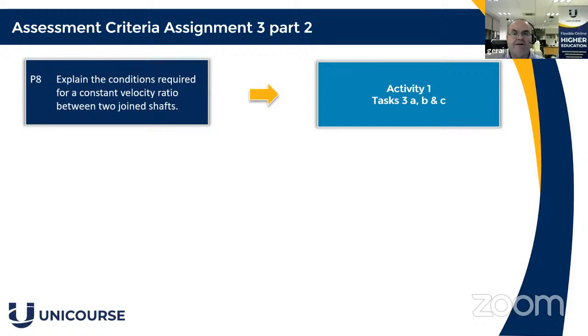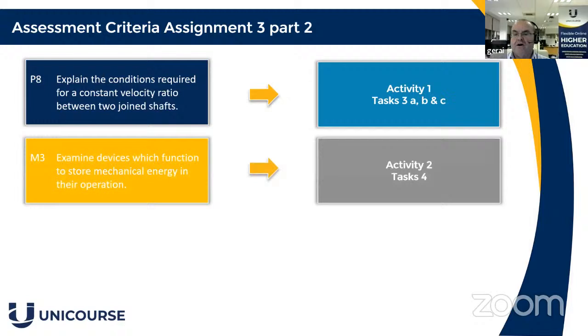So we're going to explain the conditions required for constant velocity ratio between two joined shafts. So we look at different types of coupling, and we look at the assignments and how you should approach that assignment. Then we're going to look at the merit assessment criteria, and we're going to examine devices which function to store mechanical energy in their operation. So we'll look at a few possible contenders for that application, and we'll discuss them.